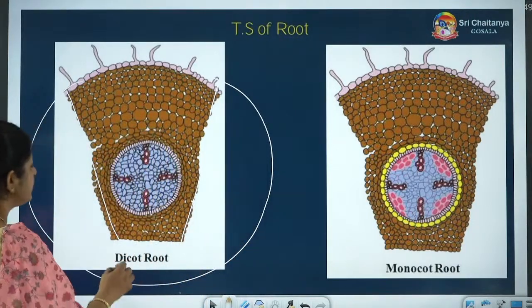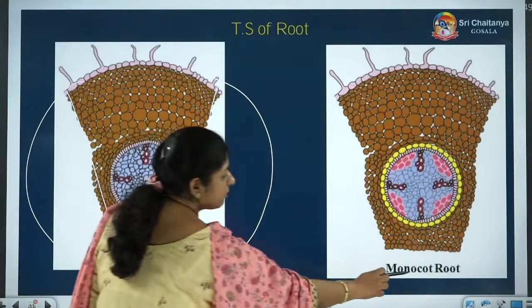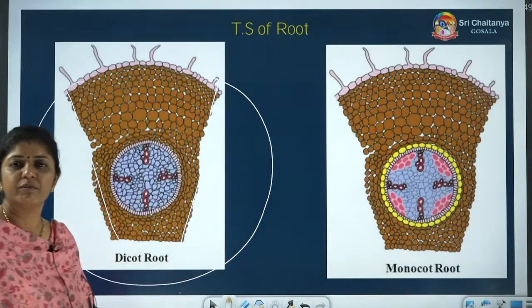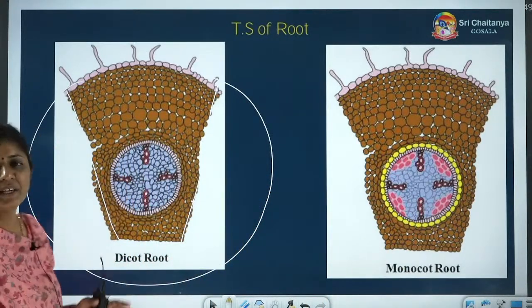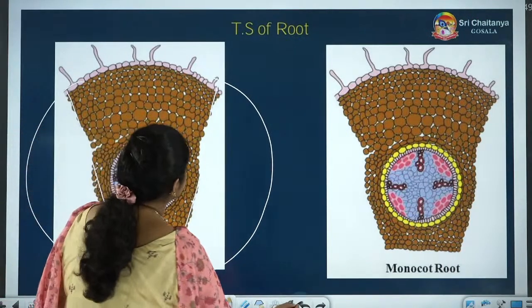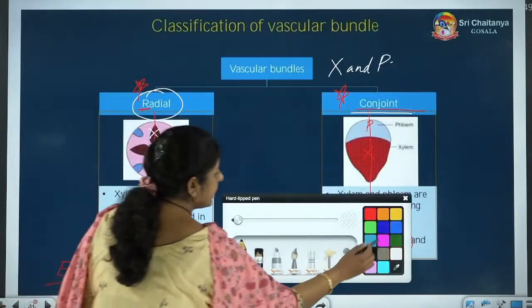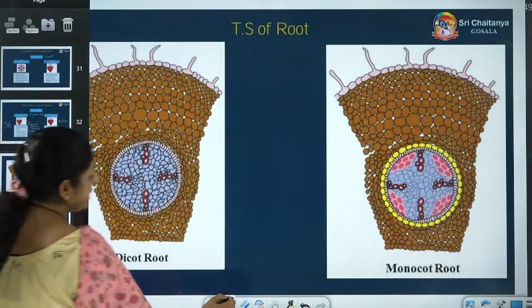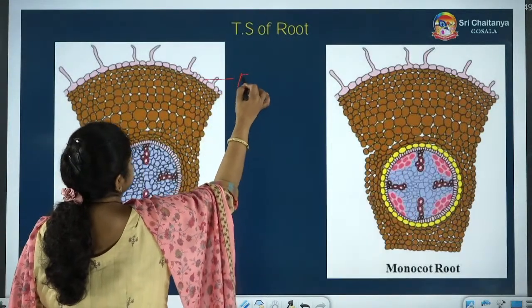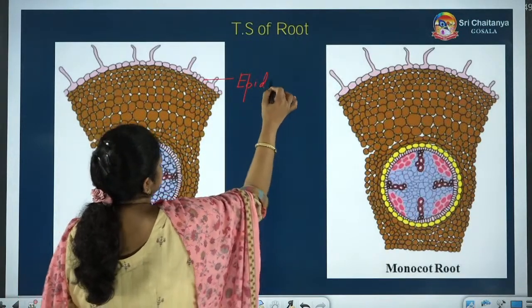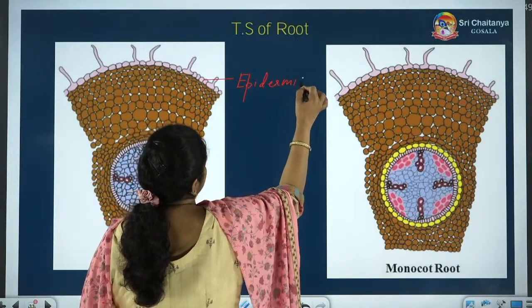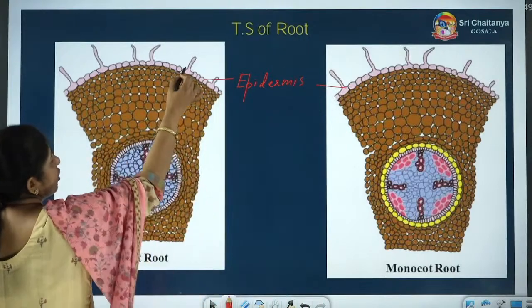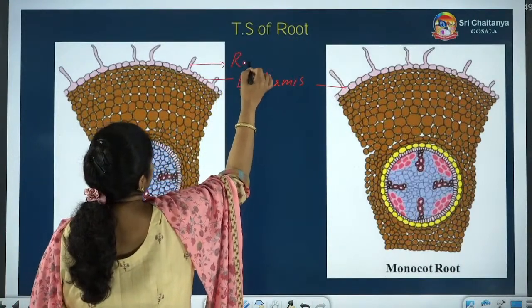So this root is of what? Dicot root. This is of what? Monocot root. Fine. Now why have I placed these together? Just to compare them with each other. Here, what is the outermost layer? It will be epidermis. What is outermost here? Epidermis. Fine. And to absorb the water, what are there? Root hairs are there.